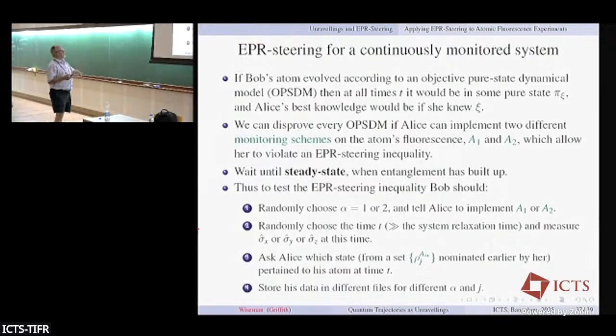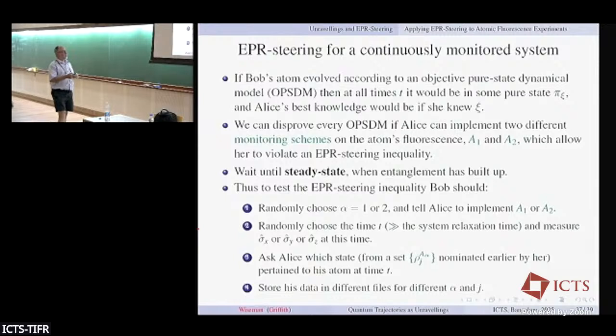And so we can disprove this model if Alice can implement two different monitoring schemes on the fluorescence from the atom. So Alice is distant from Bob. She's measuring just the light emitted from that, and if they allow her to violate an EPR steering inequality. So the idea which we have is not to have some special initial conditions, but just wait for steady state where there's entanglement built up between the atom and the field that it's emitting.